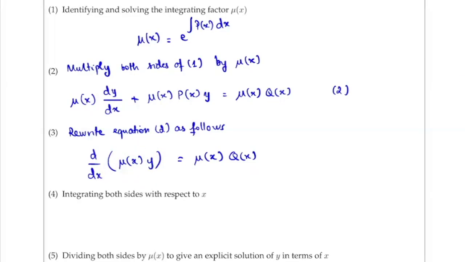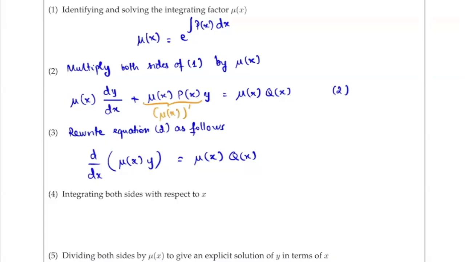Why can I get that? It's actually from the product rule. If you apply the product rule for the product of mu of x and y, you will get back the left-hand side here in equation 2. When you take the derivative of a product, you have dy/dx times mu of x, plus the derivative of mu of x times y. So this is going to be the derivative of mu of x, so mu of x prime.